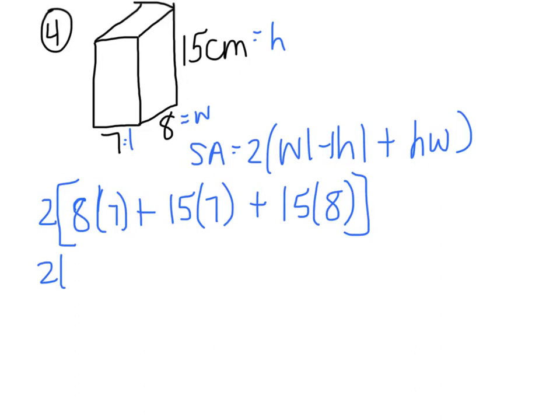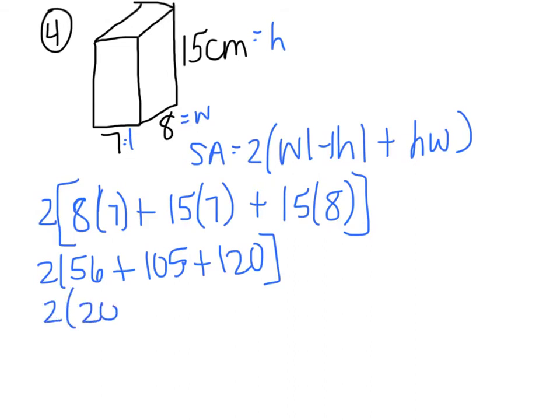So 2 times 56. 15 times 7 is 105. And 15 times 8 is 120. So 56 plus 105 plus 120 is, not 201, 281. I'm sorry, I read my calculator wrong. So times 2 is 562 centimeters squared.